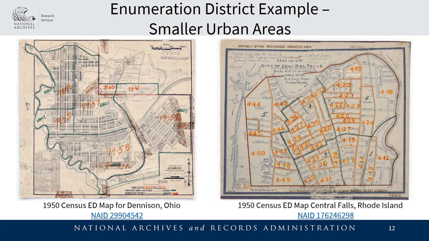Enumeration districts in smaller towns like Denison, Ohio, or Central Falls, Rhode Island, were larger, covering multiple city blocks, or in some cases, large portions of the town. In the Denison, Ohio example, the EDs follow ward boundaries, with wards written in green. In the Central Falls example, enumeration district boundaries follow major roads and also follow ward boundaries, although there are multiple enumeration districts within each ward. Ward numbers and boundaries are shown in green.